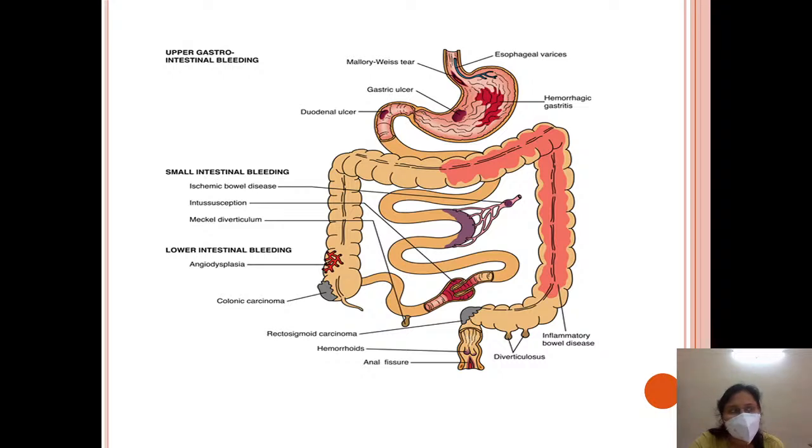In this image, we can see upper GI bleeding, lower GI bleeding, and small intestinal bleeding. In upper GI bleeding, we can see Mallory-Weiss tears, gastric ulcers, duodenal ulcers, esophageal varices, and hemorrhagic gastritis. In small intestinal bleeding, we can see ischemic bowel disease, intussusception, and Meckel's diverticulum. In lower GI bleeding, we can see colonic carcinoma and rectosigmoid carcinoma. Most commonly, we see hemorrhoids, anal fissure, diverticulosis, and inflammatory bowel disease.